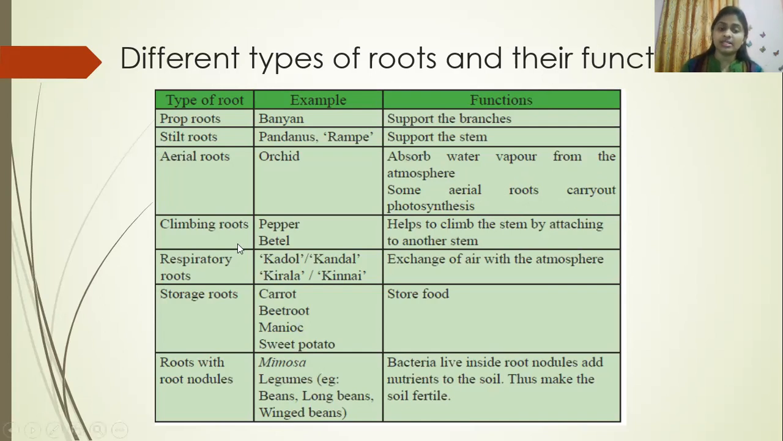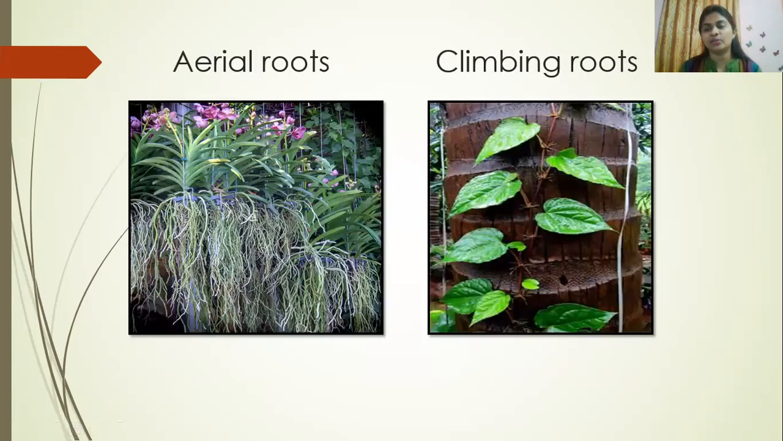Okay, next one is climbing roots. Climbing roots are found in pepper and betel. That helps to climb the stem by attaching to another stem. We'll see aerial roots and climbing roots now. You can see the aerial roots of orchids and climbing roots of betel. See how nice this root system is. It is exposed to the air, and some roots are green in color, you can see, so they can carry out photosynthesis, and the main function is absorbing water vapor to the plant.